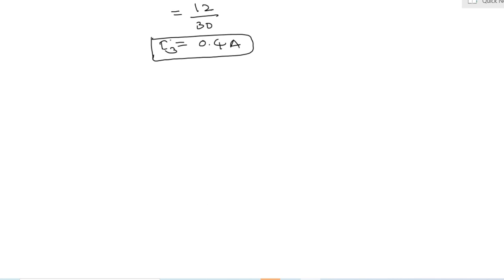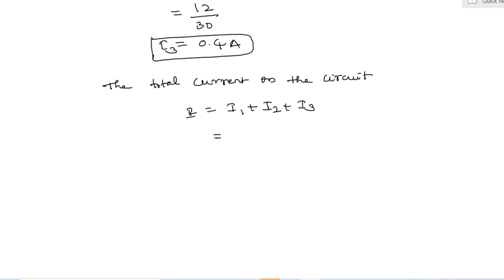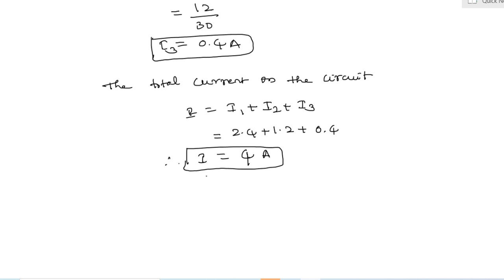Now the total current in the circuit. I is equal to I1 plus I2 plus I3. The data are I1 is 2.4 plus I2 is 1.2 plus I3 is 0.4. Totally 4 ampere. It means the total current in the circuit I is 4 ampere.